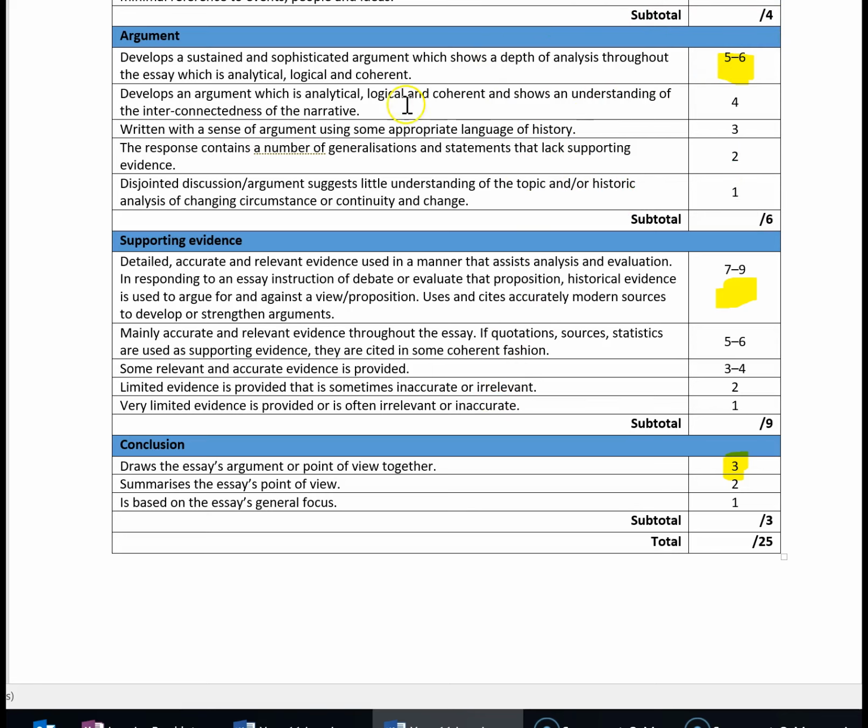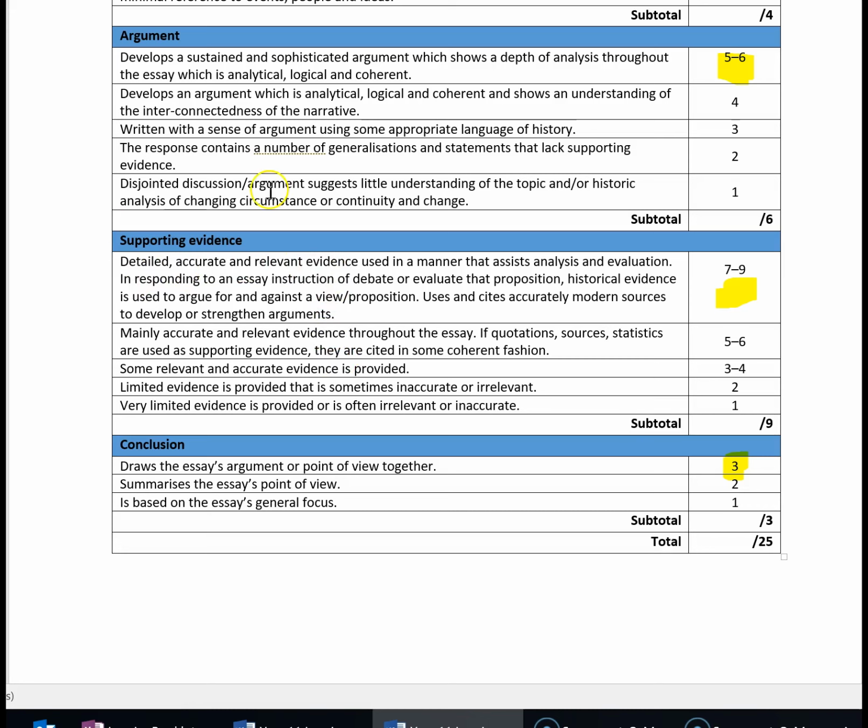These two work together. If you've got a really clear argument that you are linking back to all the way through your essay, your evidence needs to support that argument or go against something. If you can manage that, then you're going to get those higher marks. Unfortunately, the downfall tends to be that the argument is not strong and not stated clearly. You can have all the evidence in the world, but if it's not being used well to support the argument, then I am very limited as to what I can provide.